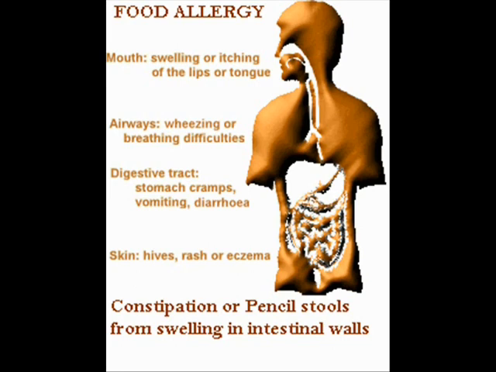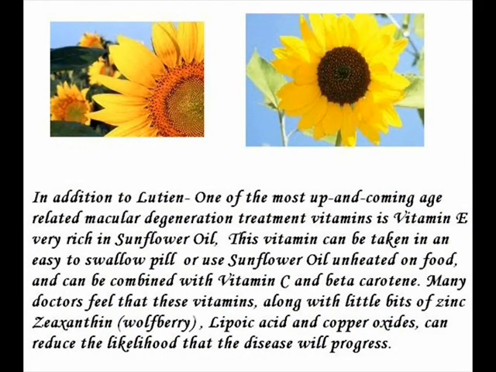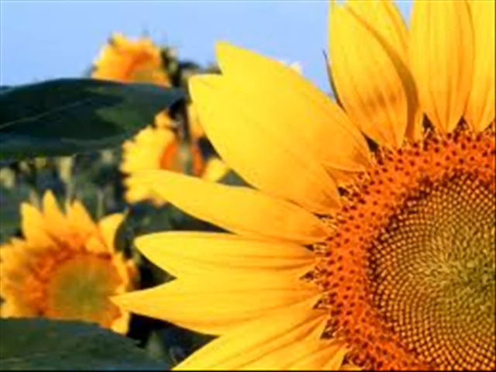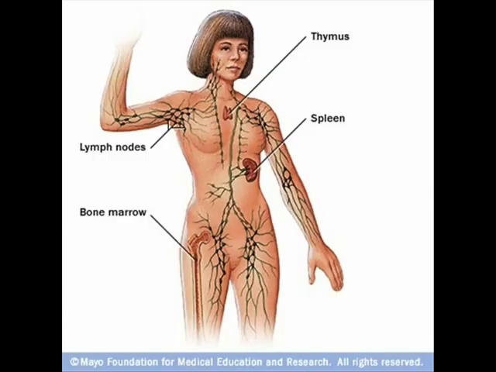Now, recognize that the different ideas of food allergies can be displayed through what we see here. Constipation or pencil stools can tell us that there's swelling in the intestinal walls. Marigold extracts have also been shown to be helpful, as well as different compounds of lutein. These have been very helpful in helping the body deal with allergy reactions. All the different stressors that come on the body, toxins and so on, affect the lymph system, and this is where allergies often hide.